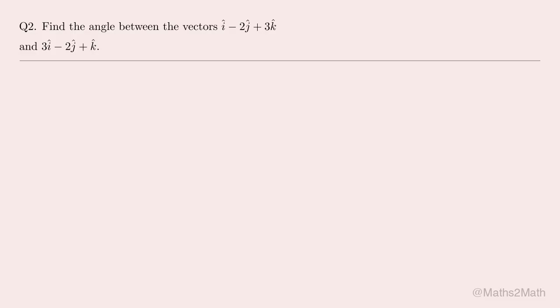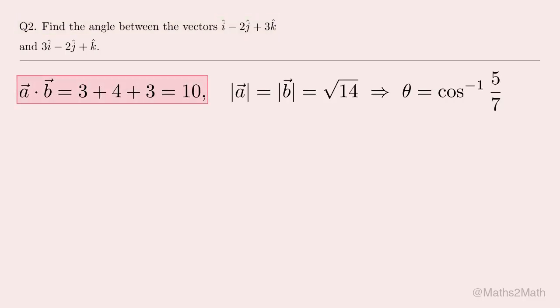Question 2. Component-wise dot product first. Both magnitudes are root 14. The dot is 3 plus 4 plus 3, 10. Each magnitude is root 14. Cosine 5/7.